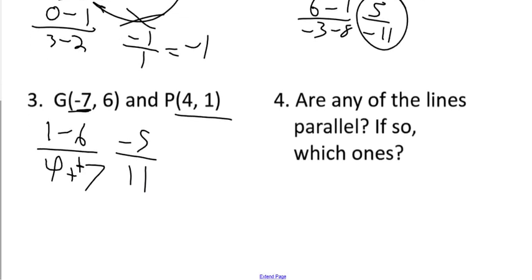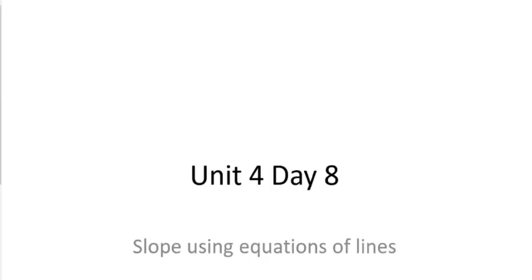Are any of the lines parallel? If so, which ones? Well, none of them are parallel. Okay? I'm sorry, my bad. I just said it, and I just contradicted myself. 2 and 3 are parallel. I just got done saying it, and I just lost my mind. They have the same exact slope, negative 5/11. It does not matter where the negative is. They're both negative fractions. So moving on.